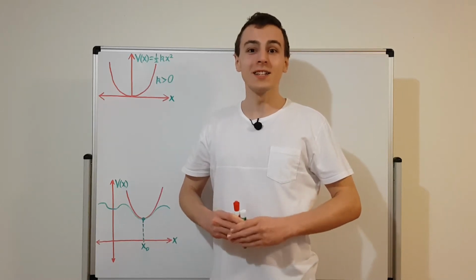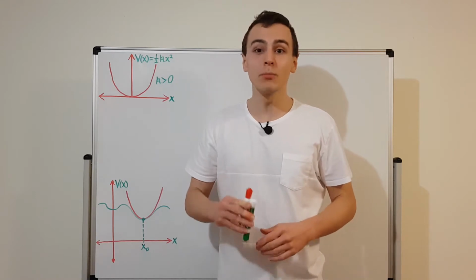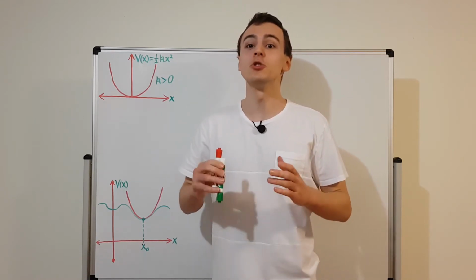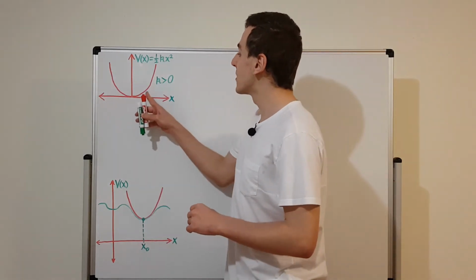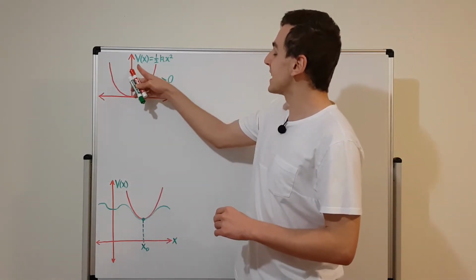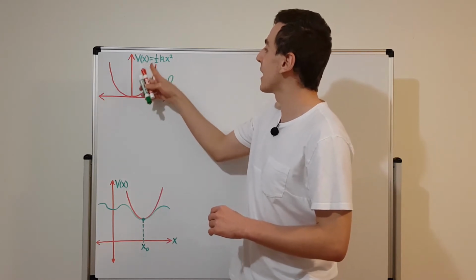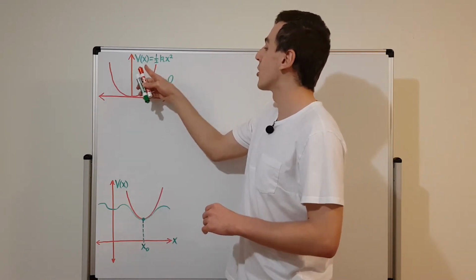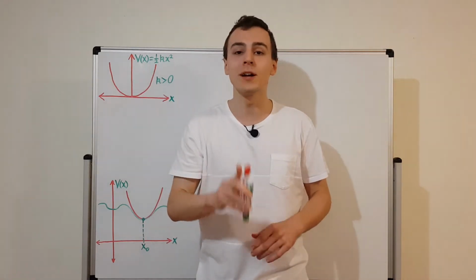Let's investigate the harmonic oscillator. I will first consider the simple harmonic oscillator in Newtonian mechanics. Let's investigate this function over here. This is a potential energy function. So V of x is a potential energy function that depends on the spatial coordinate x. We're only dealing with a one-dimensional system.